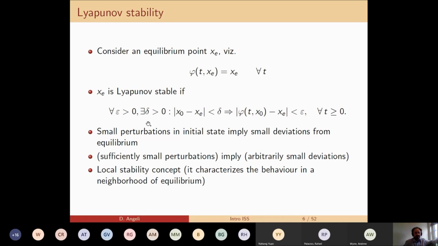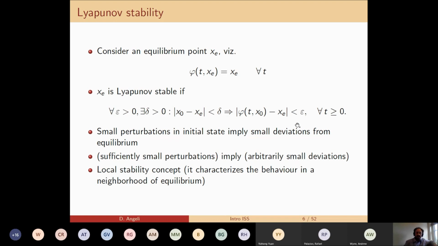So this implication, I can read it out. Many of you will have seen it already. For all epsilon bigger than 0, there exists delta bigger than 0, such that if the difference between x0 and the equilibrium is smaller than this delta, then the deviation phi t x0 with respect to the equilibrium is less in, again, norm than epsilon for all non-negative times.